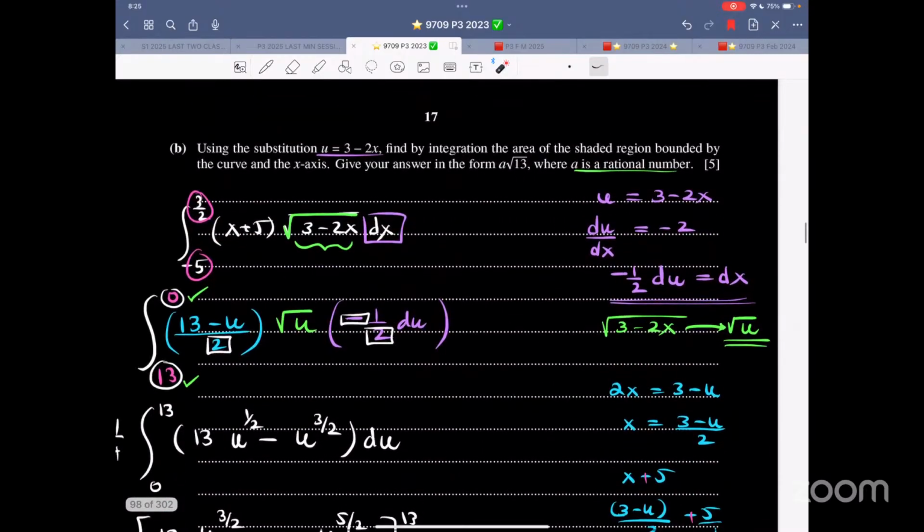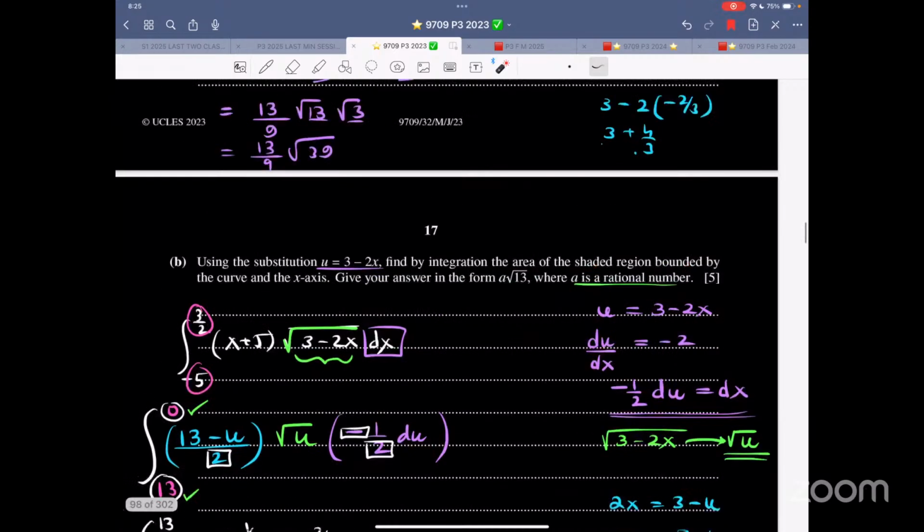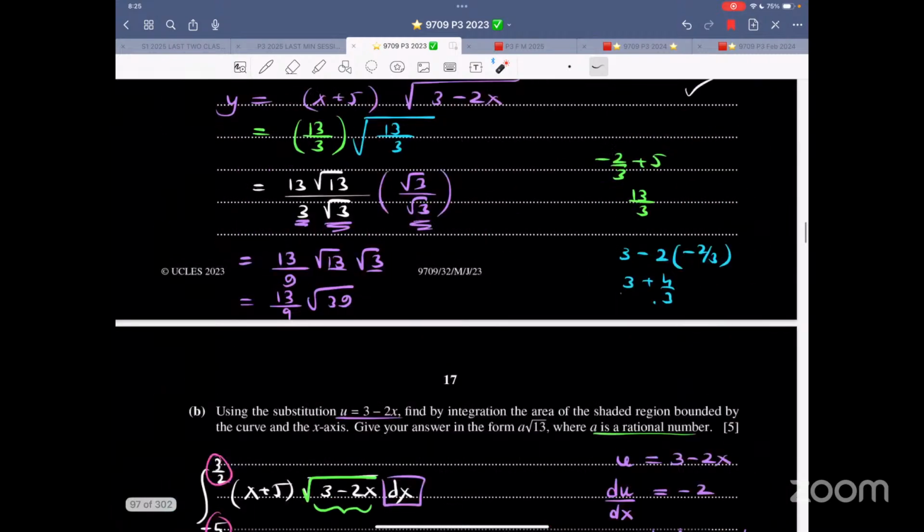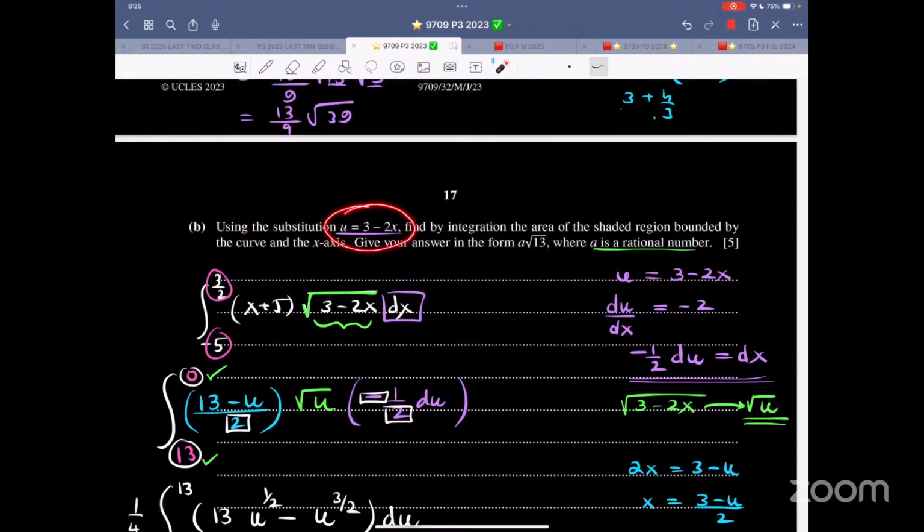Now this one, using the substitution, u is equal to 3 minus 2x. Find by integration the area of the shaded region bounded by the curve and the x-axis. Give your answer in this form where a is a rational number. So the limits are negative 5, positive 3 over 2. So you have to do integration and you have to use substitution. And they have even given us what substitution we should use.